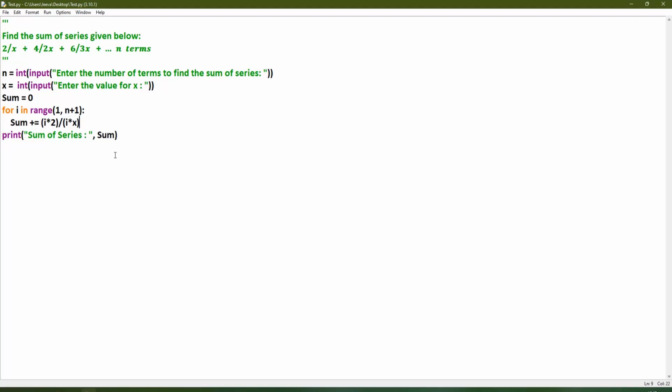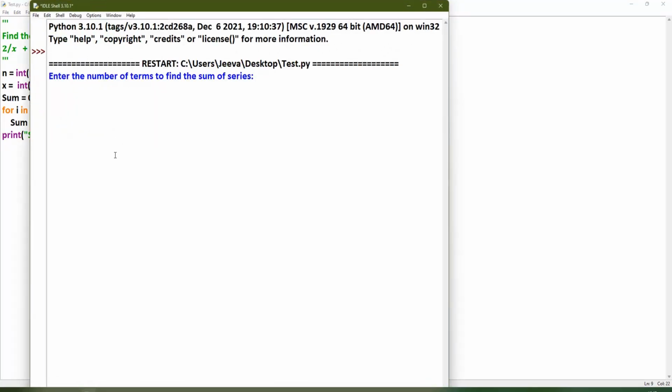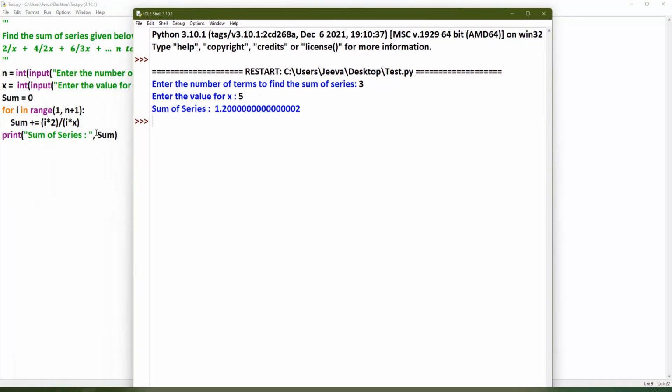Let us run this. I give 3 terms, easy to calculate, and then 5 as the value. It is 1.200. Let us calculate: 2 divided by 5 plus 4 divided by 10 will be 0.4 plus 6 divided by 15. So here also we are getting the right answer.